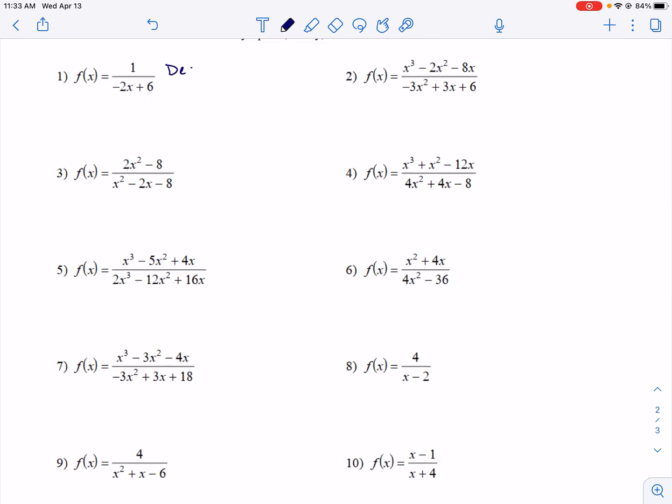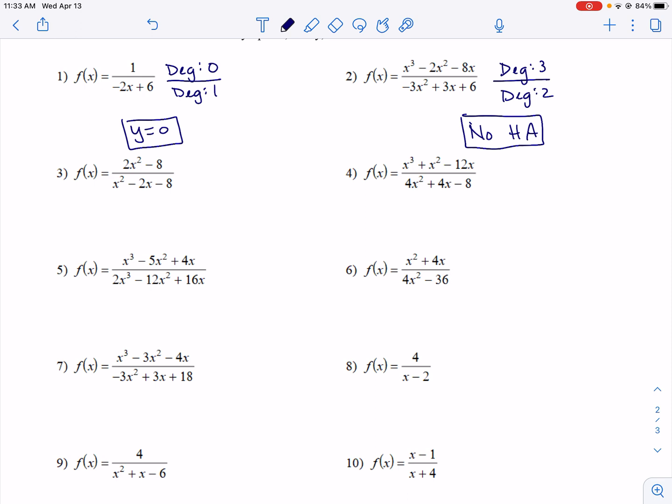So how you can think about this is the degree of the numerator in this case is 0. The degree of the denominator is 1. So this is bottom heavy. So you would write that y equals 0 is the horizontal asymptote. The one beside it, the degree of the numerator is 3, the degree of the denominator is 2. This is top heavy, so this has no horizontal asymptote. I'm going to skip to 5. The degree of the numerator is 3, and the degree of the denominator is also 3. So now I need to pull those coefficients, and I'm only looking at the highest powers. So this horizontal asymptote is y equals 1/2.